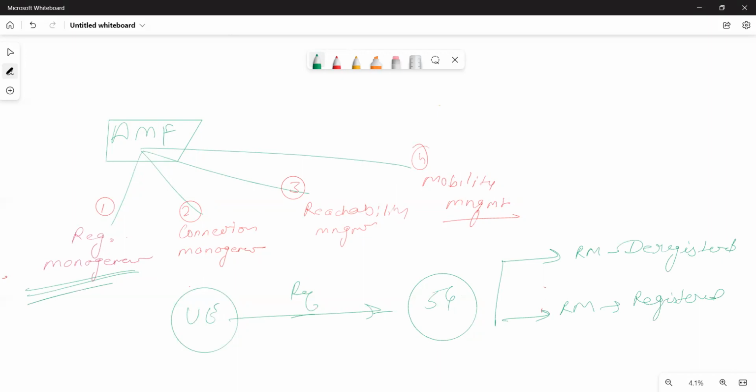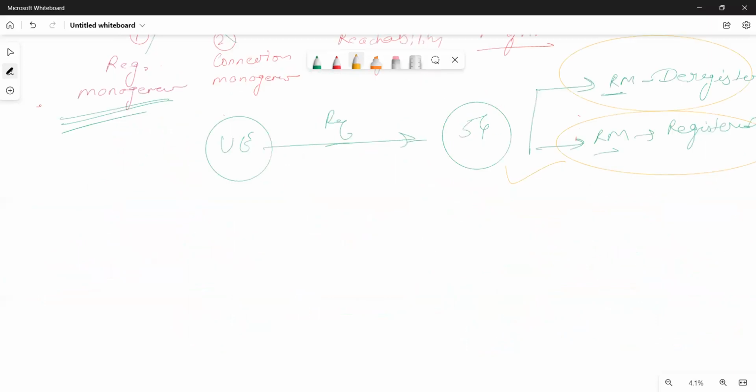तो बेसिकली रजिस्ट्रेशन के बाद क्या होता है, RM इज नथिंग बट योर रजिस्ट्रेशन मैनेजमेंट. सो रजिस्ट्रेशन मैनेजमेंट से क्या होता है कि आपका जो यूई है वो RM डीरजिस्टर्ड स्टेट से RM रजिस्टर्ड स्टेट में आ जाता है, राइट? अब रजिस्ट्रेशन के बाद आपके AMF में एक यूई कंटेक्स्ट क्रिएट हो जाता है, राइट? यूई कंटेक्स्ट क्या होता है, इसमें यूई से रिलेटेड इंफॉर्मेशन होती है, ट्रैकिंग एरिया या फिर यूई की कुछ आइडेंटिटी हो सकती है, राइट? सो जो भी पैरामीटर्स होते हैं उसको हम कंबाइनली यूई कंटेक्स्ट बोलते हैं, एंड दीज कंटेक्स्ट आर स्टोर्ड इन AMF, राइट? सो AMF इंटरेक्ट्स विद अदर नेटवर्क फंक्शन ड्यूरिंग दिस रजिस्ट्रेशन प्रोसीजर्स. वो कौन कौन से हैं दूसरे जिनसे AMF कनेक्ट होता है? दैट आर योर SMF, UDM, and your PCF, right?